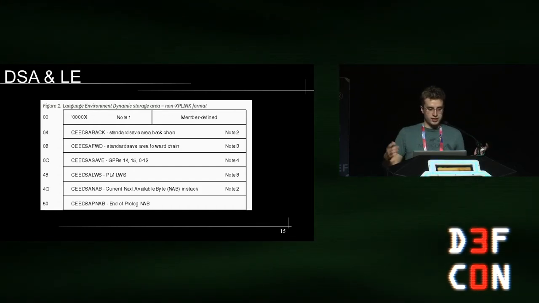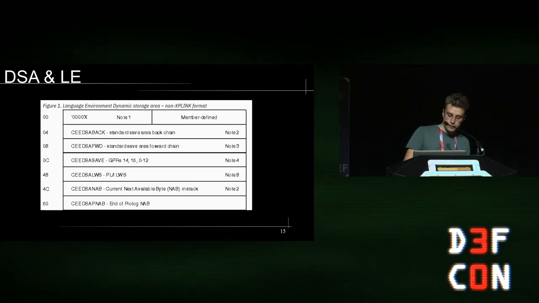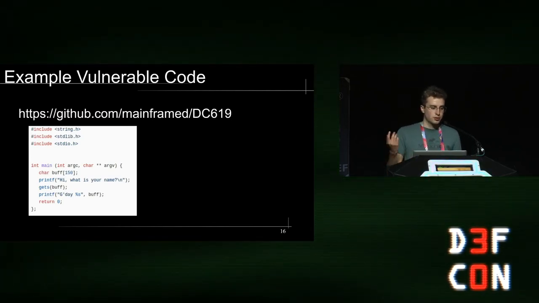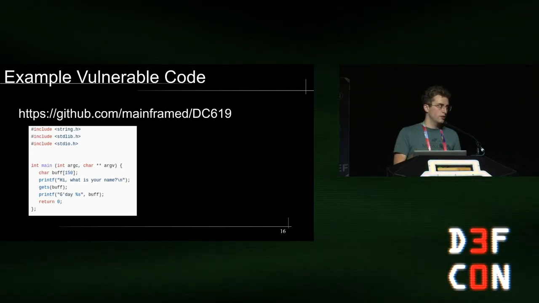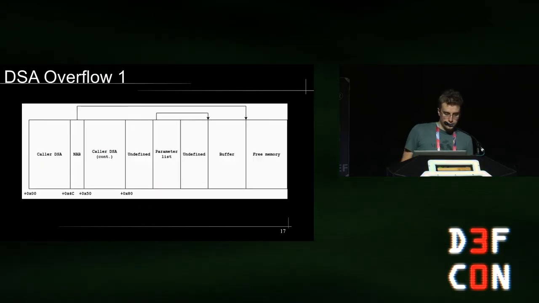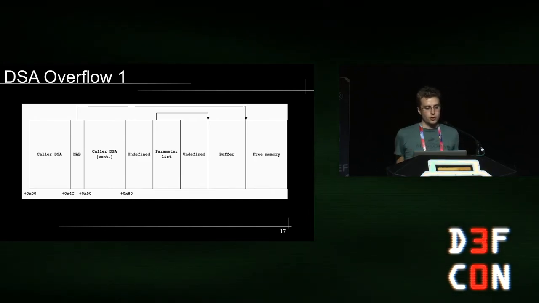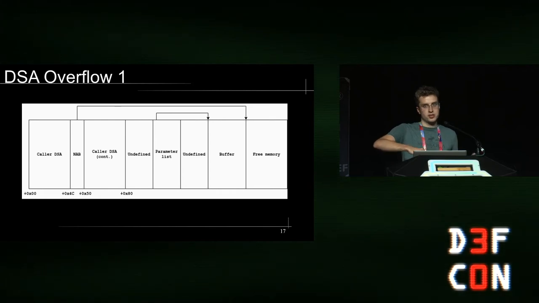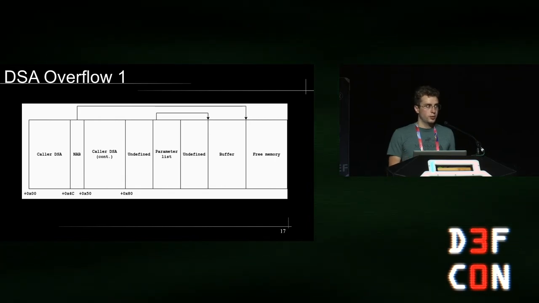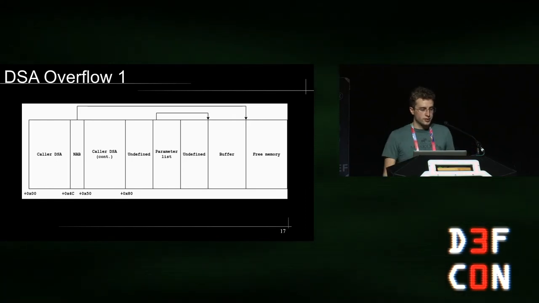I'll explain how a DSA overflow works, but you can think of it as a linked list of a lot of stacks. This is just a simple program that uses gets. The vulnerability is obvious, but the exploit is a little more interesting. When we're about to call gets, our caller DSA has a next available byte pointing to some free memory. Because we're calling gets, we also have a parameter list with just one parameter, which is the buffer address.